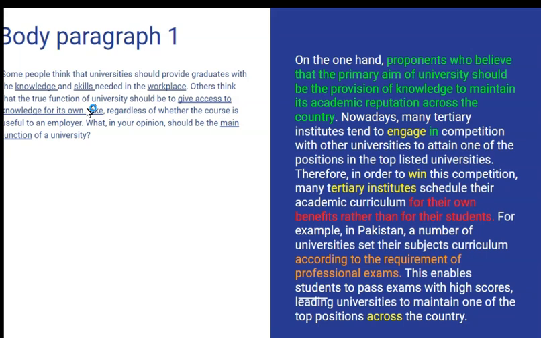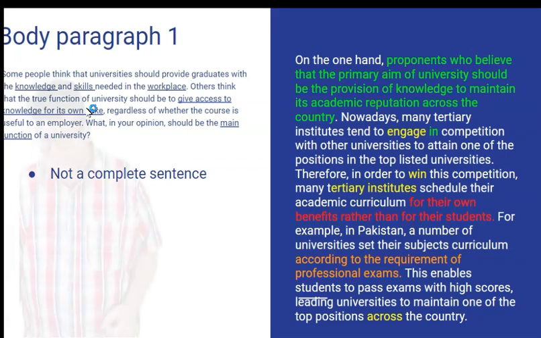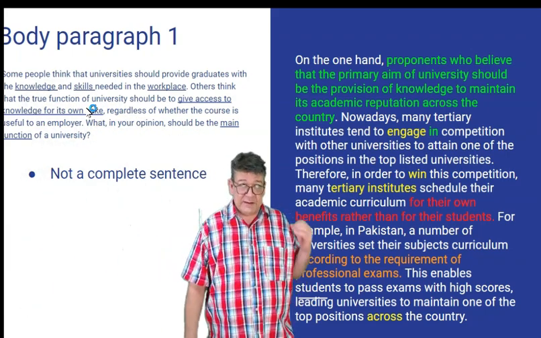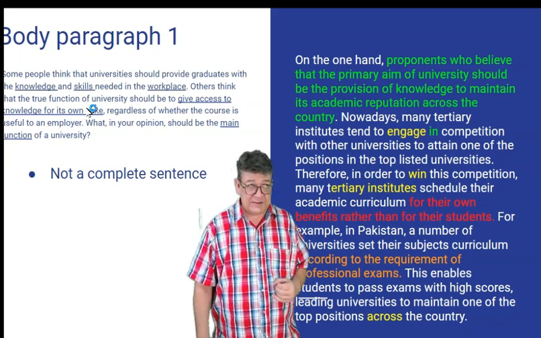And here we are into body paragraph 1. On the one hand, now look at this first sentence. On the one hand, proponents who believe that the primary aim of the university should be the provision of knowledge to maintain its academic reputation across the country. Period. It's not a complete sentence. Topic sentences are very important. Your first sentence of the paragraph, you need to nail that. And this is not a topic sentence.